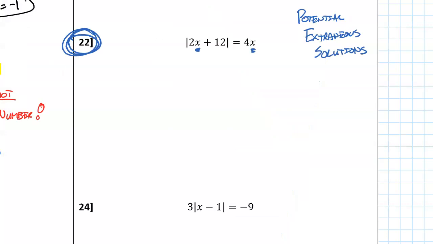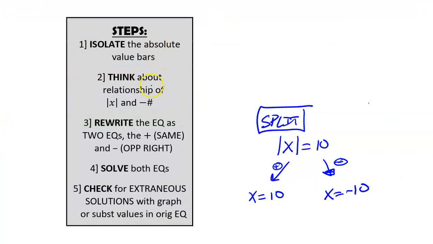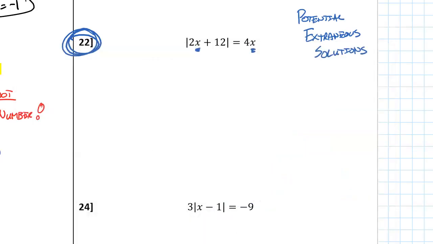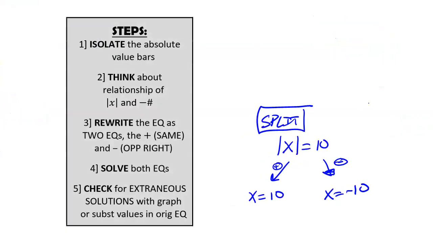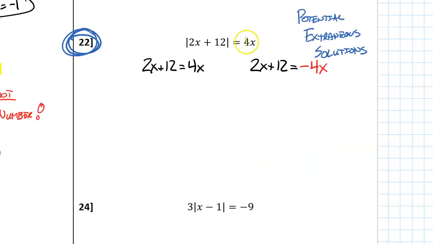Let's go back then and jump to our steps. We want to isolate the absolute value bars, then check for any negative value. The bars are already isolated, and we don't have any straight up negative numbers here. So we're going to go ahead and do the split. Once again, we have equal to 4x, with the stuff in the absolute value bars not changed. However, we have set equal to negative 4x on our other side.